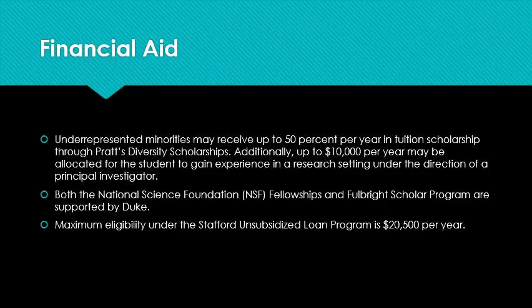According to Duke's website, the majority of students attending do not use financial loans or financial aid of much sort. They, for the most part, pay for their own tuition. However, there is financial aid for those who need it. Underrepresented minorities may receive up to 50% per year in tuition scholarship through Pratt's diversity scholarships. Additionally, up to $10,000 per year may be allocated for the student to gain experience in a research setting under the direction of a principal investigator. Both National Science Foundation fellowships and Fulbright Scholar programs are supported by Duke.